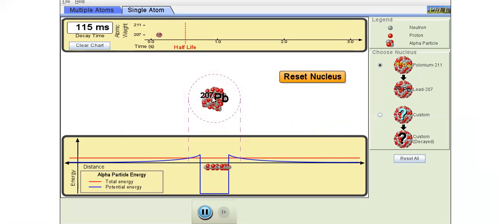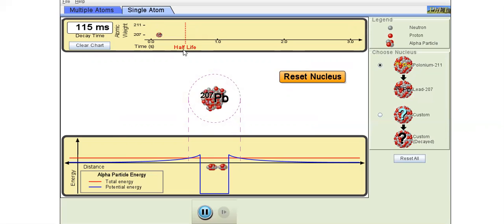So it's dropped 4 units of mass. That's because the alpha particle has 4 nucleons, right? 2 protons and 2 neutrons. Note that it's dropped down to lead. Lead has 2 fewer protons than polonium, right? So as that polonium undergoes this alpha decay, it actually transmutes to a new chemical species, lead. And you can see that it stopped here at 100 milliseconds, about the time it might take.